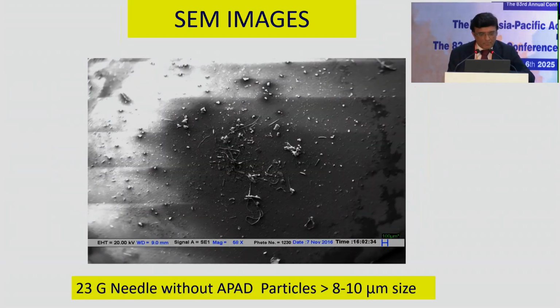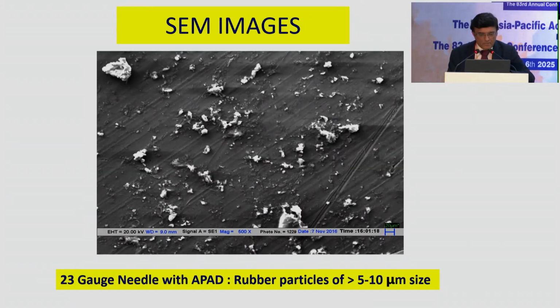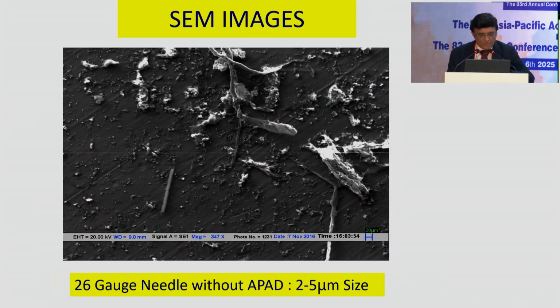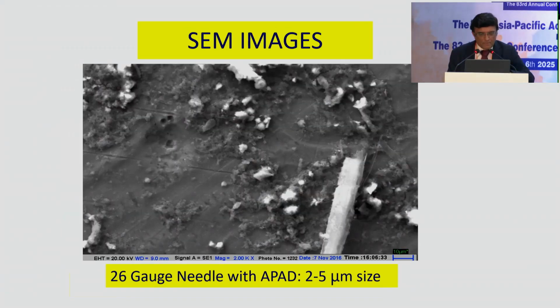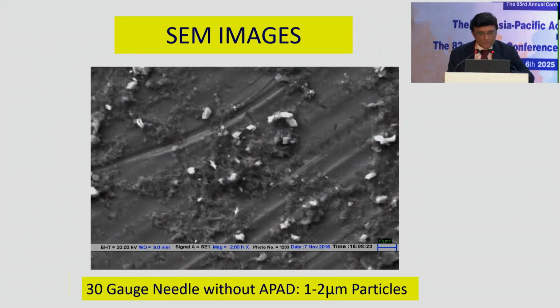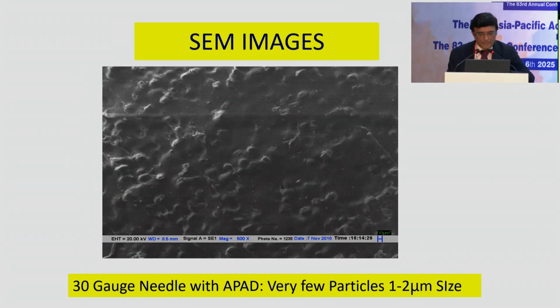this is the scanning electron microscopy images with a 26 gauge needle. Without a pad, we had particles of 8 to 10 microns. Then we had 23 gauge needle with a pad with rubber particles of 5 to 10 microns. And this is with 26 needle without a pad, 2 to 5 microns. And as we go through the 30 gauge needle, without a pad, we had a few particles, but with a pad, there were hardly any particles seen.